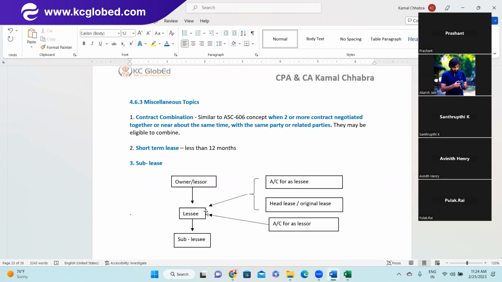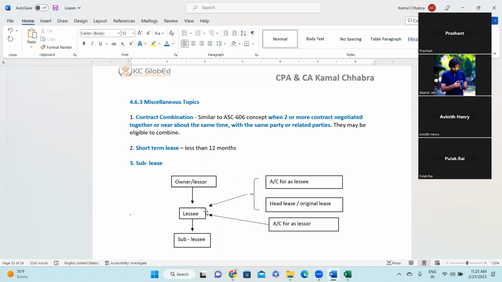We have studied in ASC 606. Do you remember what is contract combination? We have studied in ASC 606. Sorry, sir. Do you remember when we have studied ASC 606? In that also we studied this topic, contract combination. Yes, sir. In the very first step. Right, correct. What is contract combination we have studied?